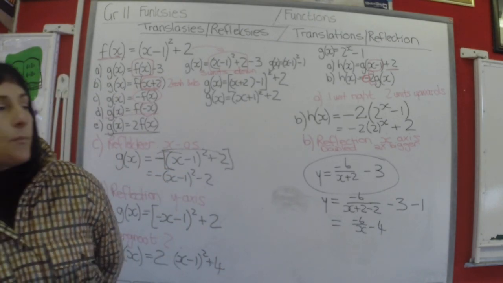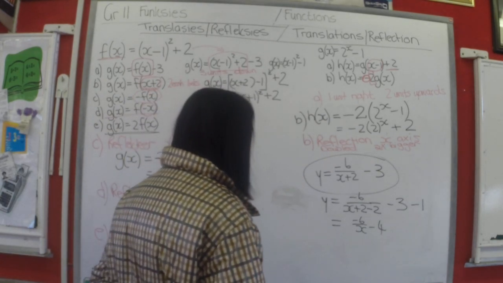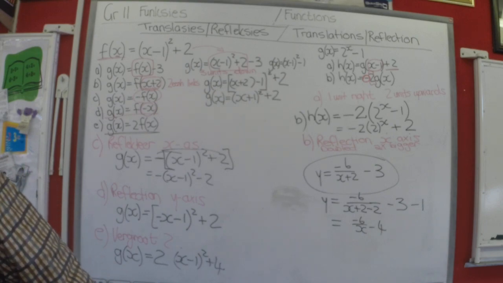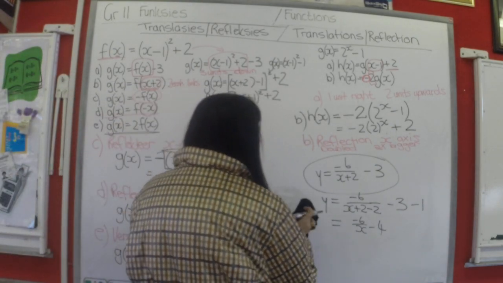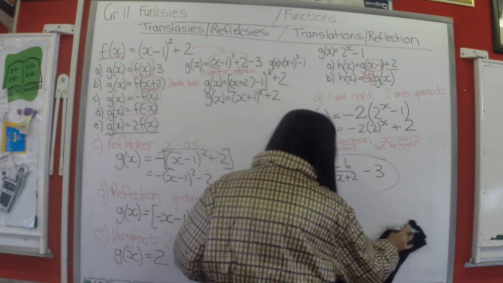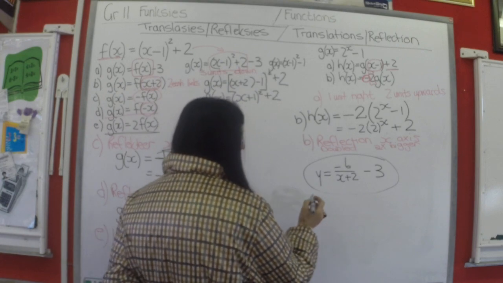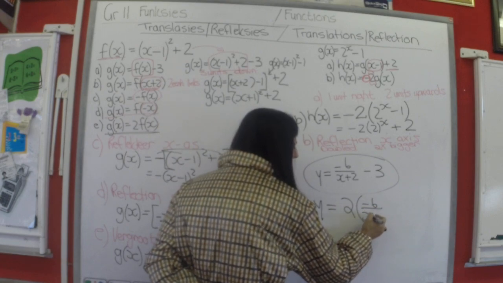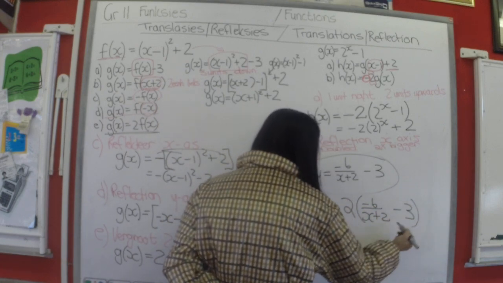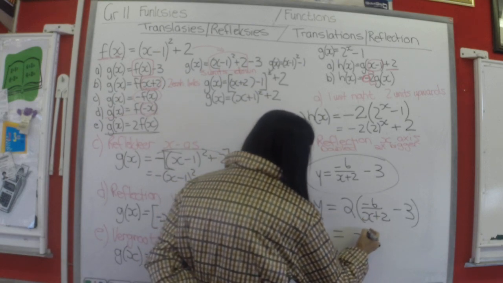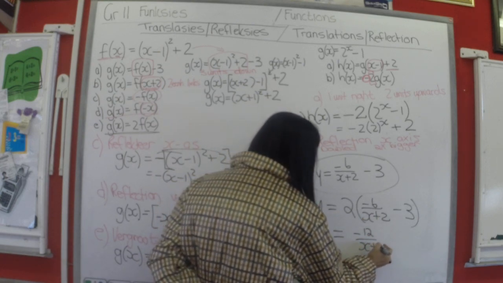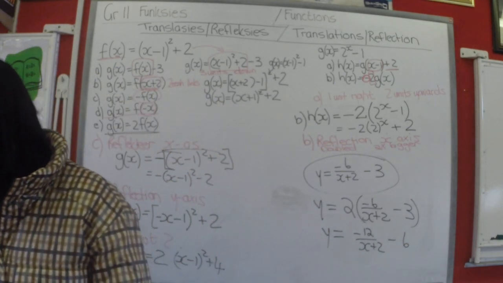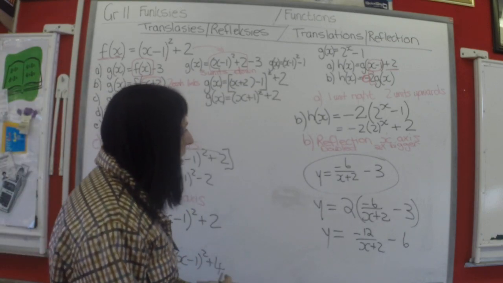Kyk, en die laaste een, ek wil hom uitrek met 'n factor 2. I want to expand it with a factor 2. So, wat gaan ek doen? Sit 'n 2 voor die hele ding, graad 11. Vergroot hom met 'n factor 2. So, ek het minus 12 op x plus 2 minus 6. Expand it with a factor 2. And that's my expanded hyperbola.